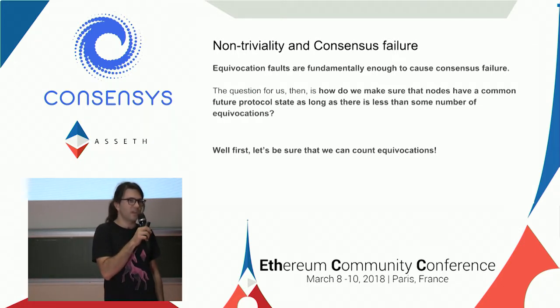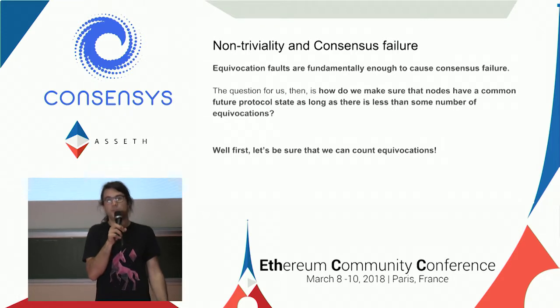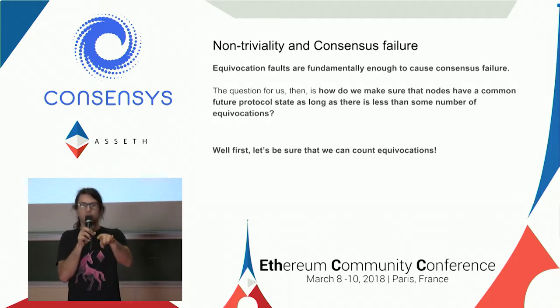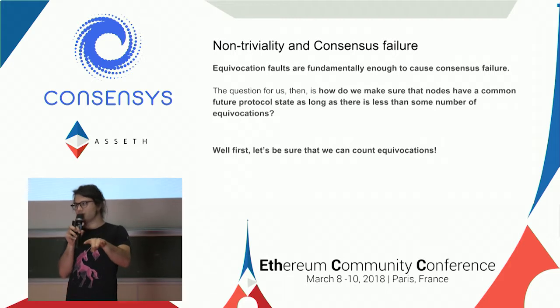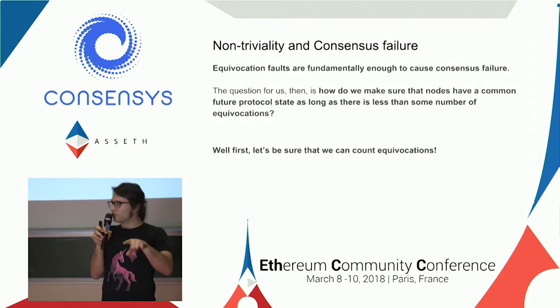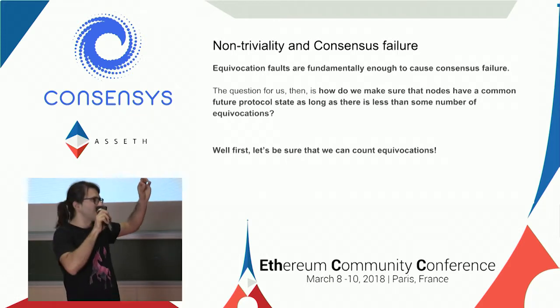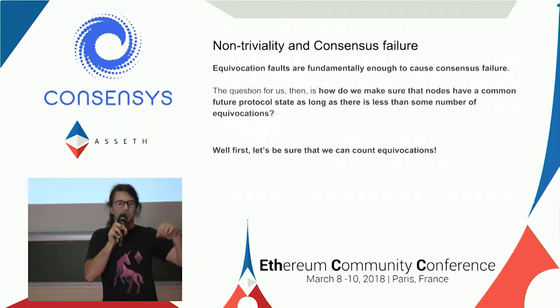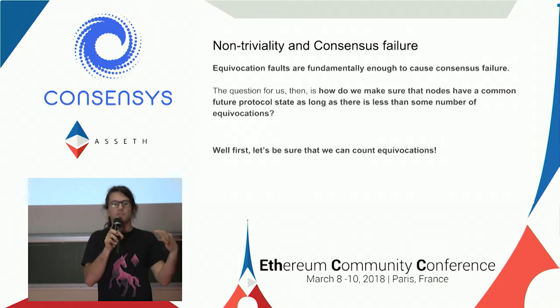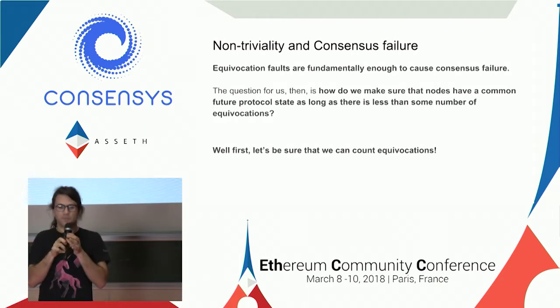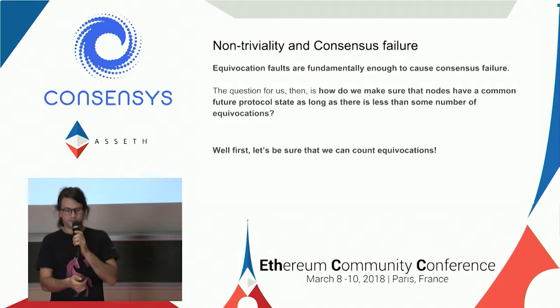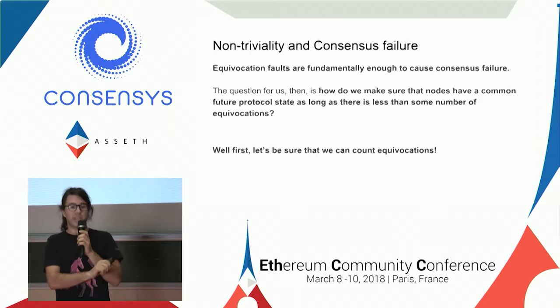So we know that we can't possibly be non-trivial and have them have a common future if there's too many Byzantine faults, because if they have a common future even with 100% Byzantine faults, then it must be the case that every two states have a common future. So we need to make sure that we have a common future, but not if there's more than some number of Byzantine faults. Well, let's start by counting Byzantine faults, right?